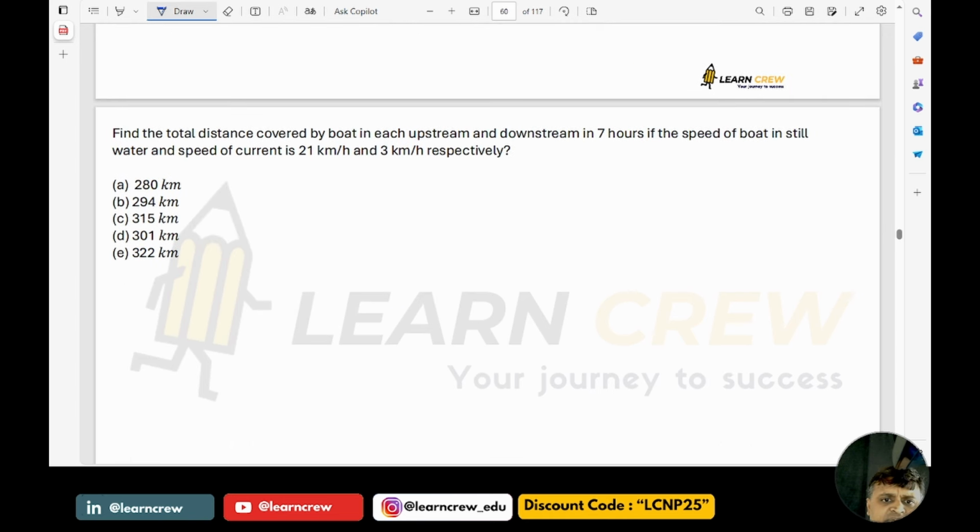Find the total distance covered by a boat in each upstream and downstream in 7 hours. If the speed of the boat in still water is x and speed of current is y. So x is given, y is given. So downstream speed is x plus y, 24. Upstream speed is 21 minus 3, 18. Total distance is equal to speed into time. Total time taken is 7 hours.